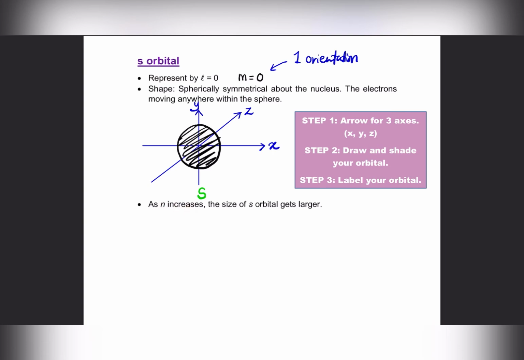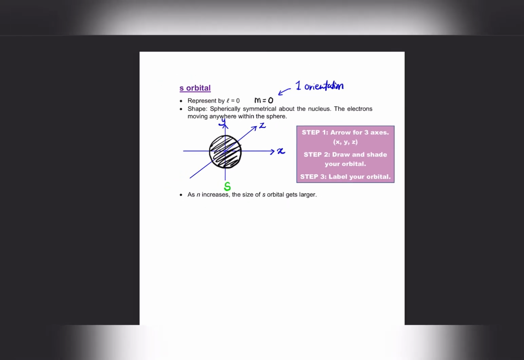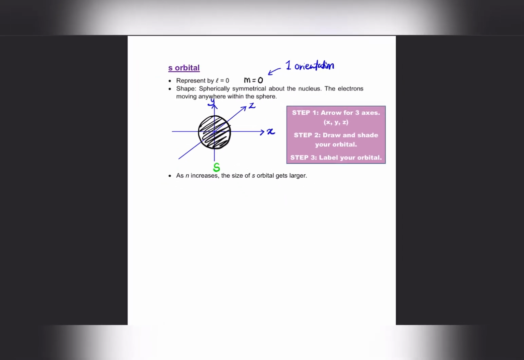So what happens to the size of the s orbital? It will get larger. So for example, I have n equals to 1, n equals to 2, and n equals to 3. So I got different energy levels here because of the different principal quantum number n.